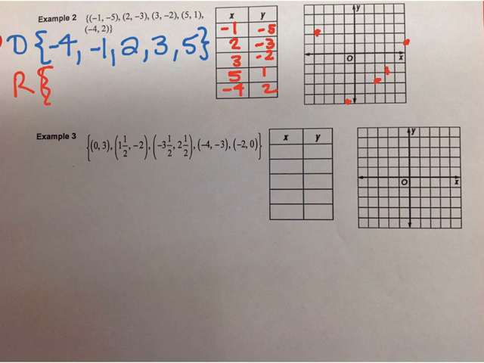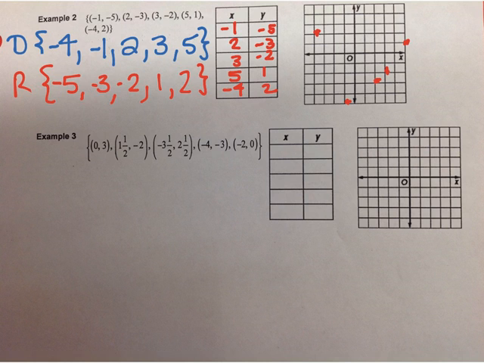Then for my range, I'm going to write my bracket. And then for my y values, I'm going to list them in order. I have negative 5, negative 3, negative 2, 1, and 2. All right, pretty simple stuff.